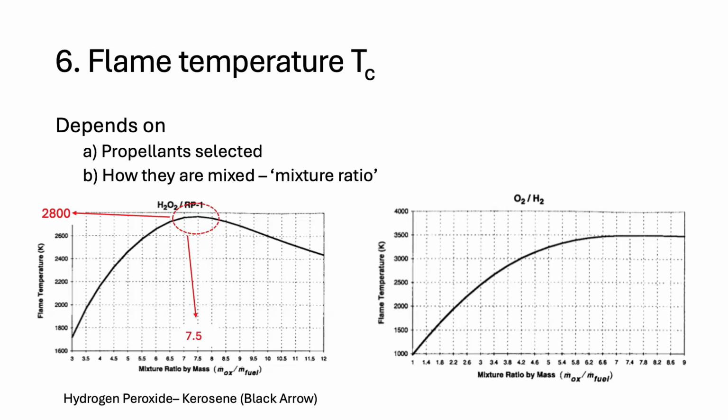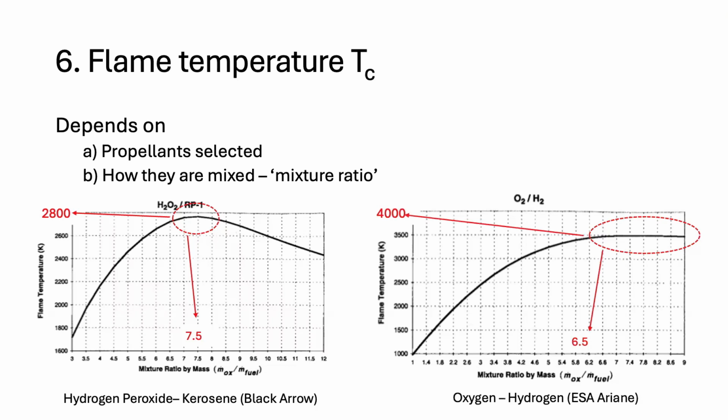Plotting, again, using a thermochemistry program, the same comparison of mixture ratio against flame temperature, you can see that the peak mixture ratio, or the peak of temperature, is at a mixture ratio of about 6.5, not so very different, although this will vary a lot depending on the propellants, but the peak temperature is closer to 4000 Kelvin, or over 3,500 degrees centigrade. That's quite a lot hotter. And this is typical for a rocket such as ESA's Ariane launch vehicle.